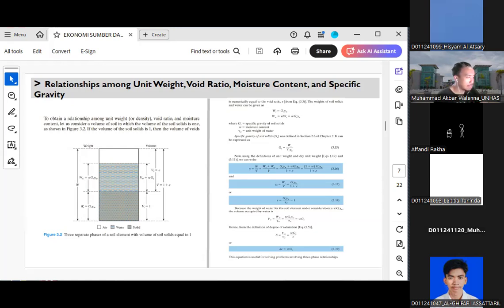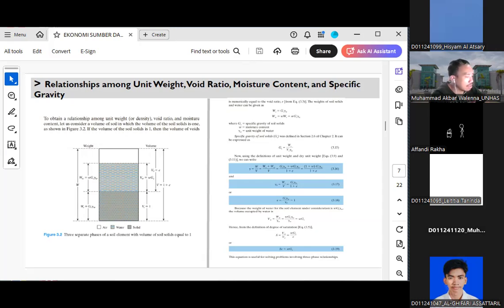Equates to specific gravity multiplied by unit weight of water divided by the dry unit weight, minus 1. Okay, so this one is a void ratio formula. So how are we going to use this formula? If we know the dry unit weight and the specific gravity of solids, then we can calculate the void ratio.